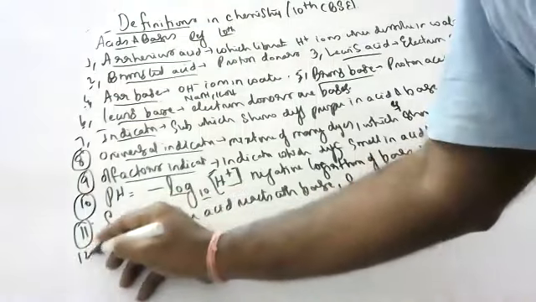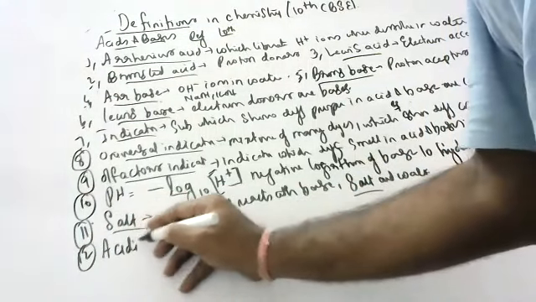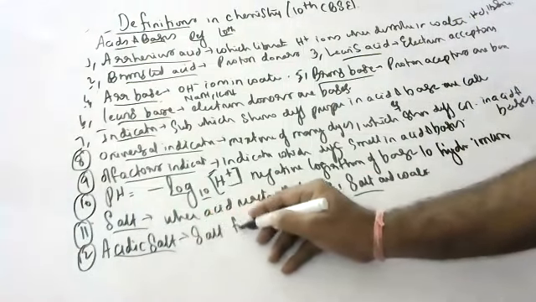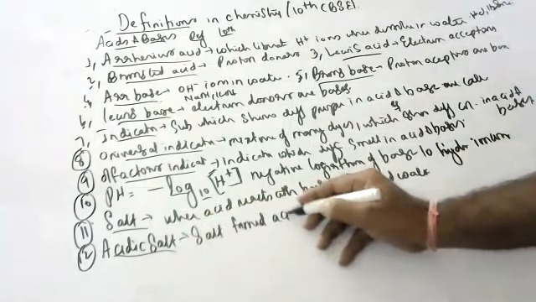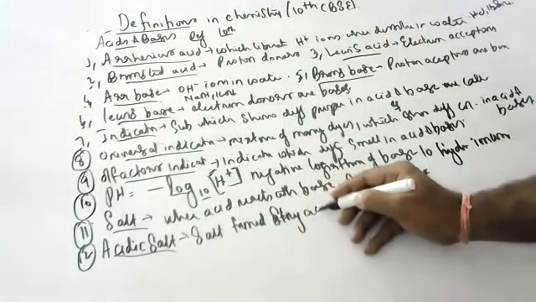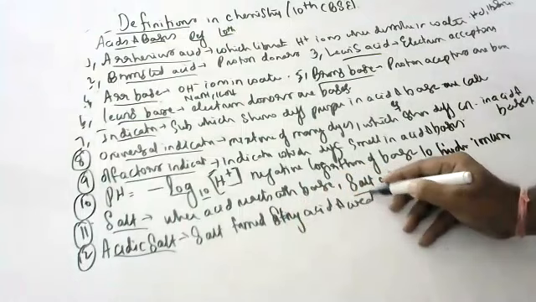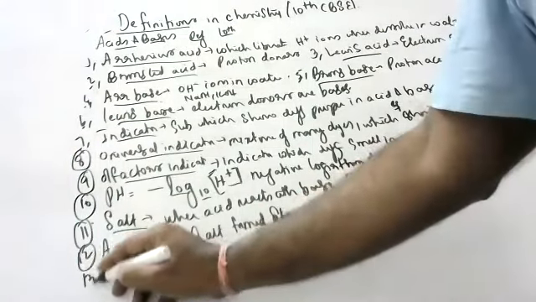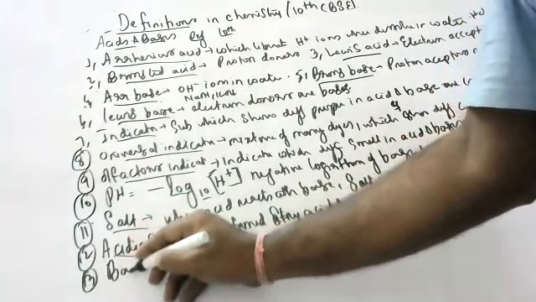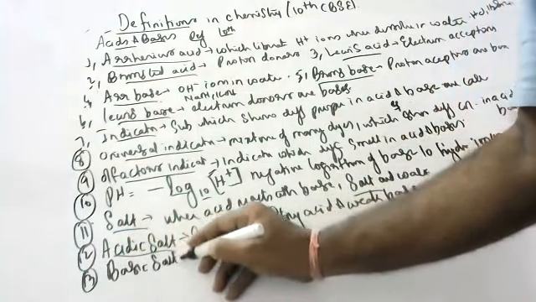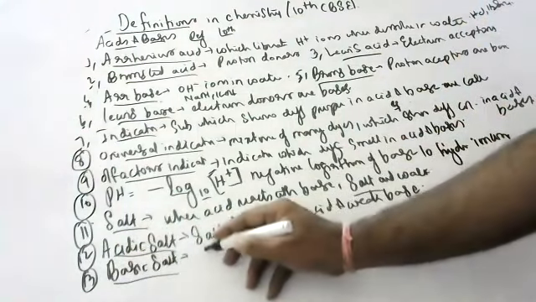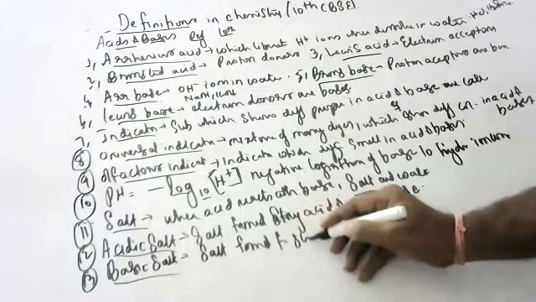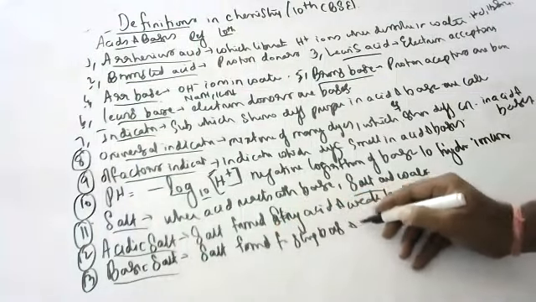Okay, what is acidic salt? Salt formed from strong acid and weak base. Next, what is basic salt? Salt formed from strong base and weak acid.